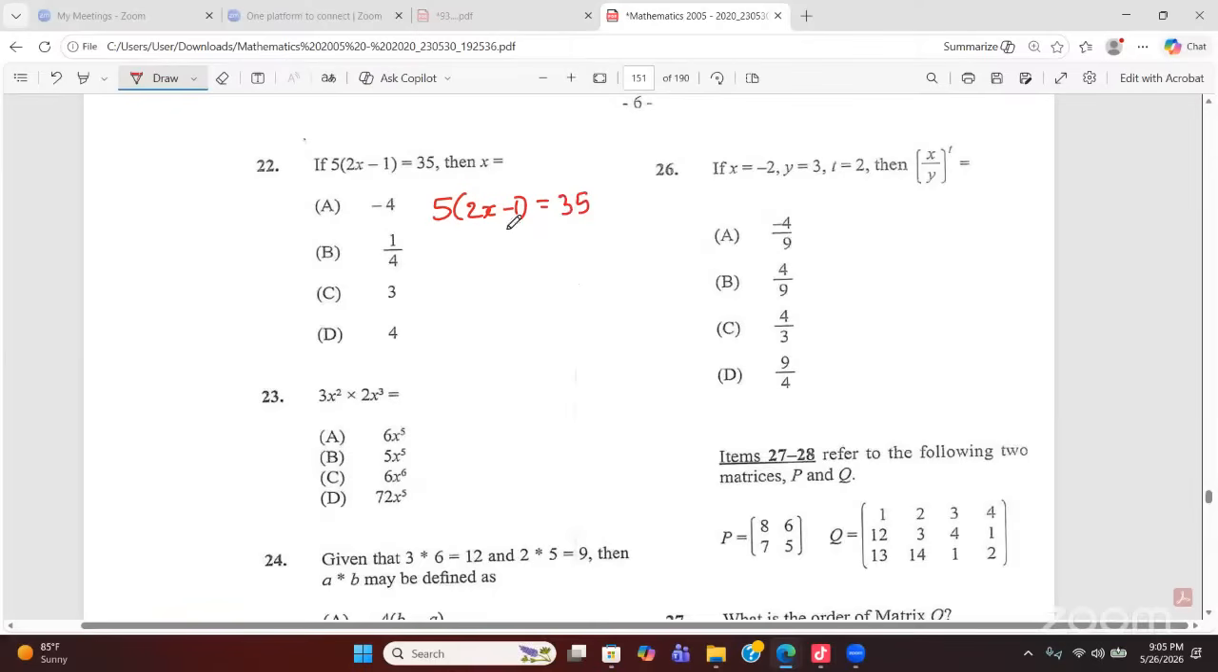So what I'm going to do here is divide by 5 right here. When I divide by 5, as you can see here, 2x minus 1 is equal to 7. Then I bring this across over here. So 2x is equal to 7 plus 1. 2x is equal to 8. Then x is 4. So everybody say x is 4. We good. Everybody, x is 4.